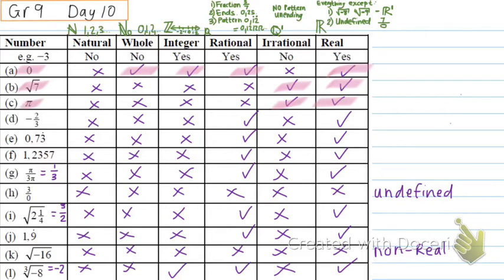Then negative 2 over 3, that is written as a fraction. Remember, natural, whole, and integers have no fractions, so it cannot fall into those groups. But can it fall into rational? Yes, it is rational because it is a fraction. If it's written as a fraction, it's rational. Then it cannot be irrational and it is real.